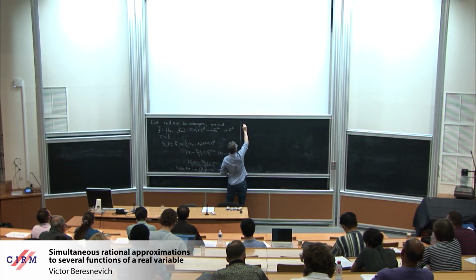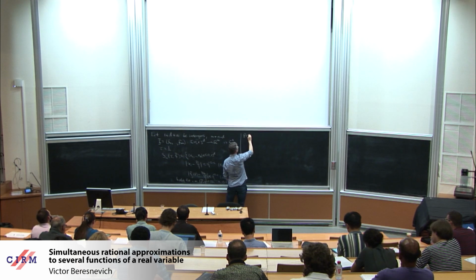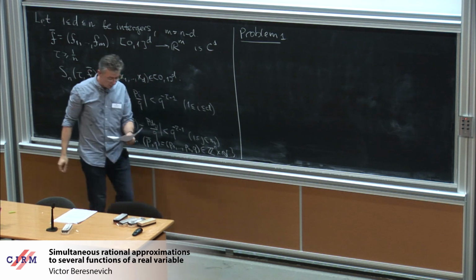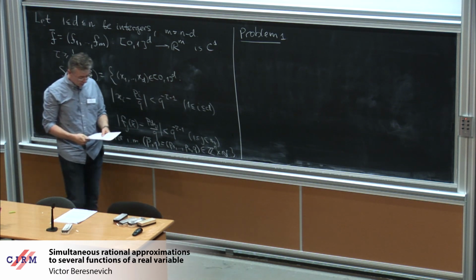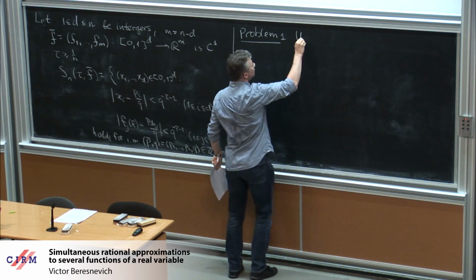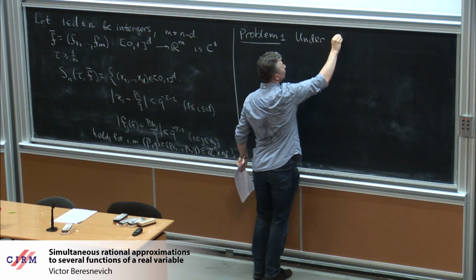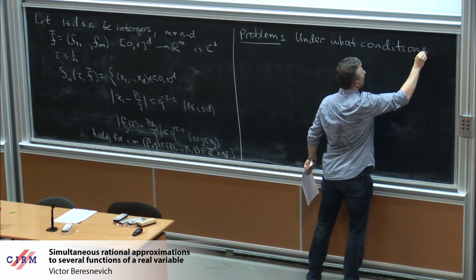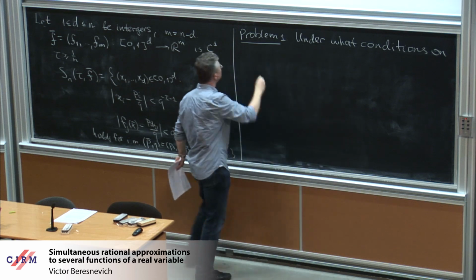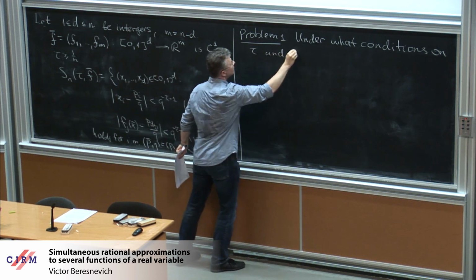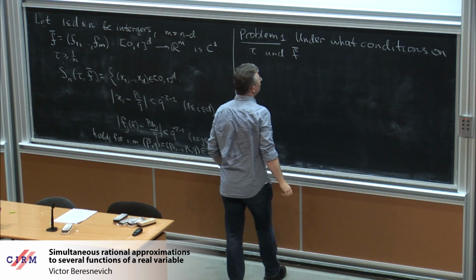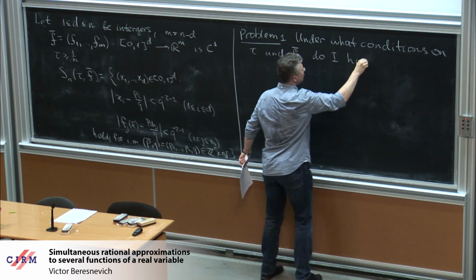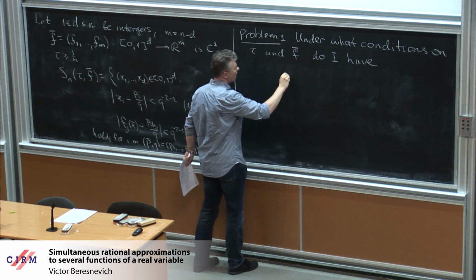Okay, so the problem, let's say problem 1 that I'll be discussing here today, is under what conditions on tau and f do I have the following equation.